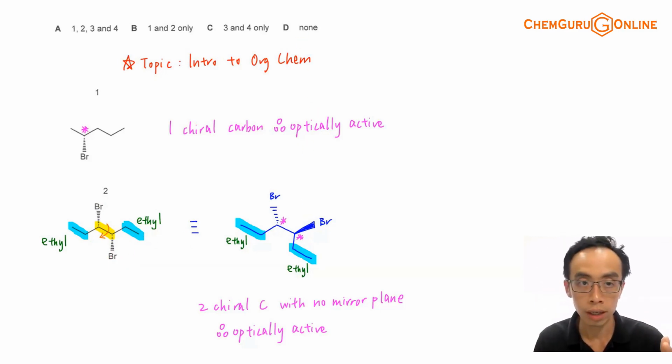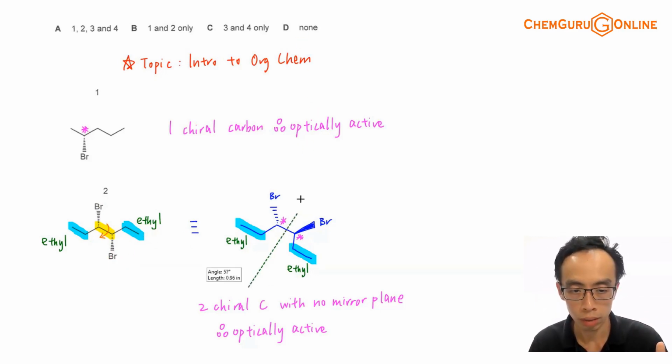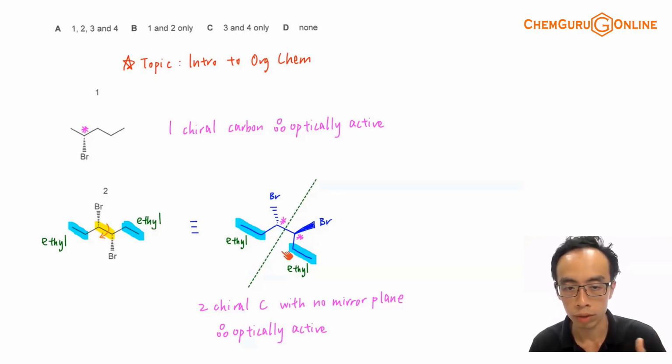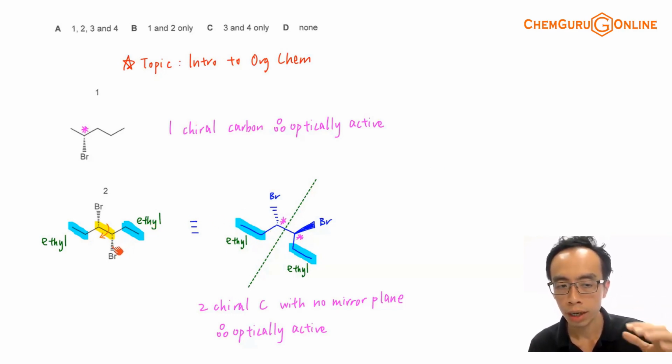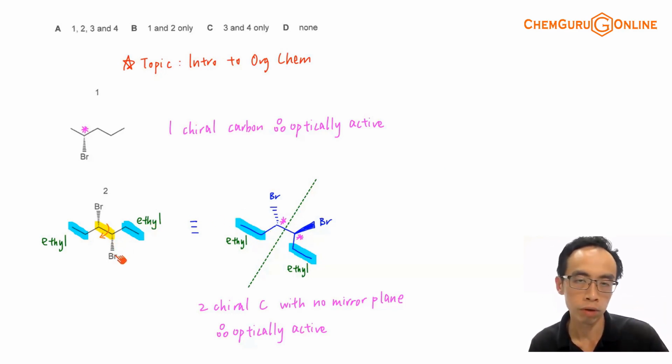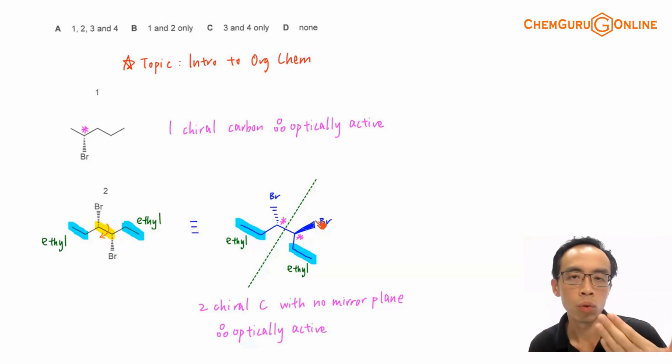So you notice, if I imagine drawing a mirror plane here, then this ethyl group will mirror the other. So it's easier for me to tell whether there is any mirror plane or not. The ethyl groups will mirror each other. The bromine at the beginning, when it is pointing down, it is pointing away from you. If you rotate it up, then you'll be pointing up, but it will be towards you.